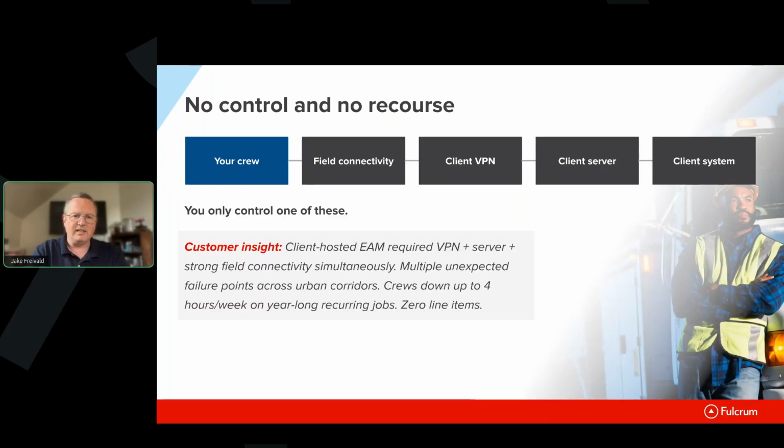The field connectivity that they had, connecting just from their mobile devices or laptops in some cases to the network at all, right? To get any kind of network at all, was less reliable than they expected. And even in an urban environment where you expect that kind of connectivity to be available, they had multiple unexpected failure points. Crews were down. An individual crew might lose up to 4 hours a week on jobs that were running for, in some cases, a year long. And of course, because there's no way to bill for this, there's no line item that holds this cost. There was no way to account for it and to get paid for by the client.